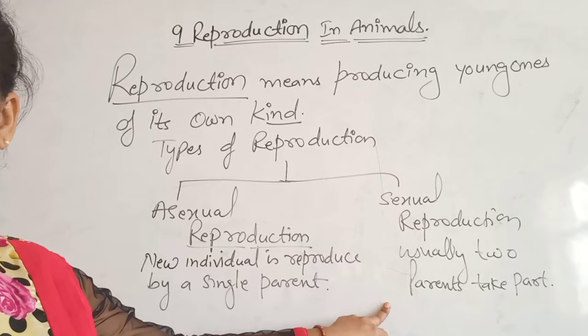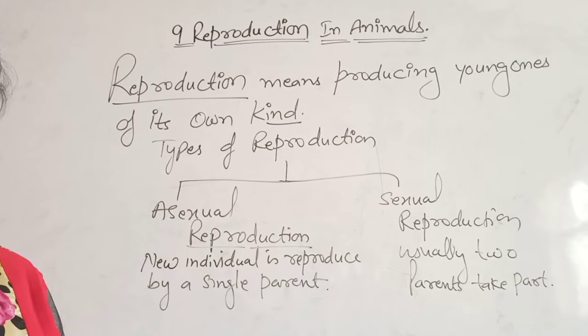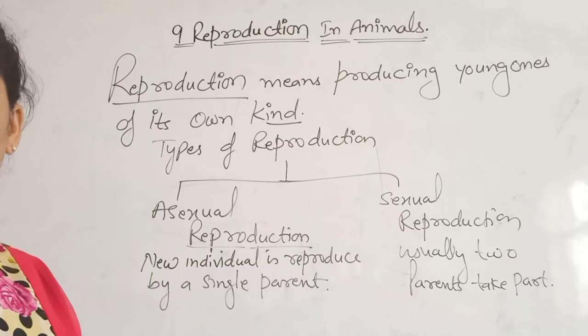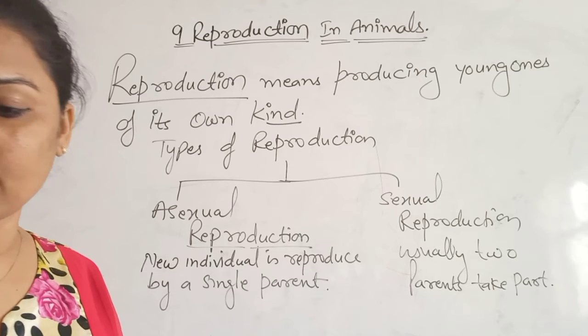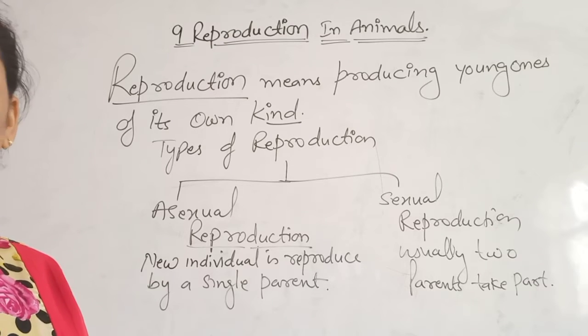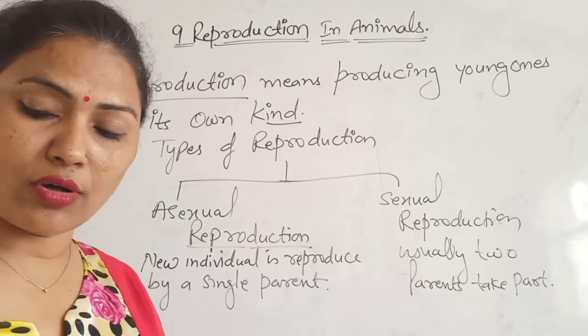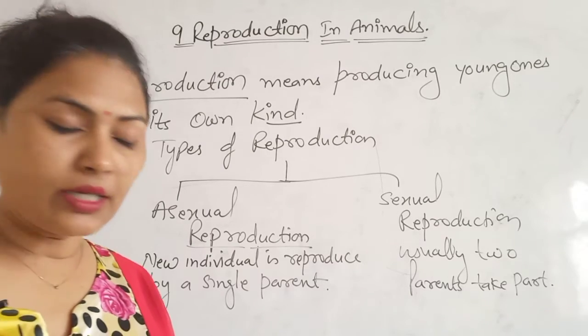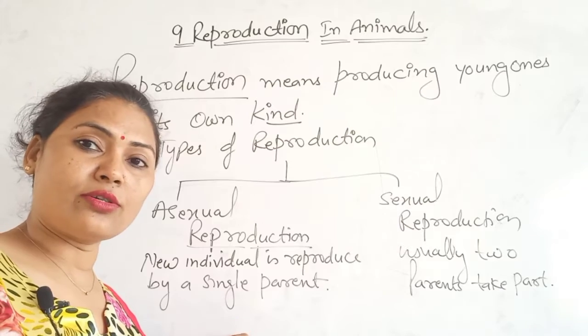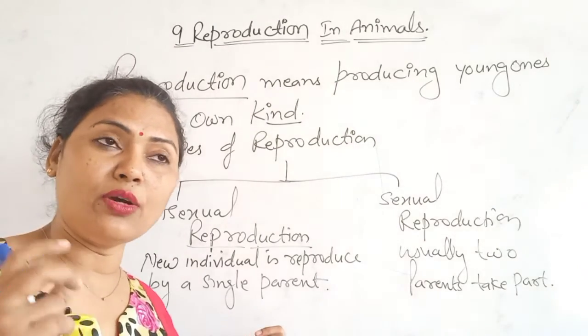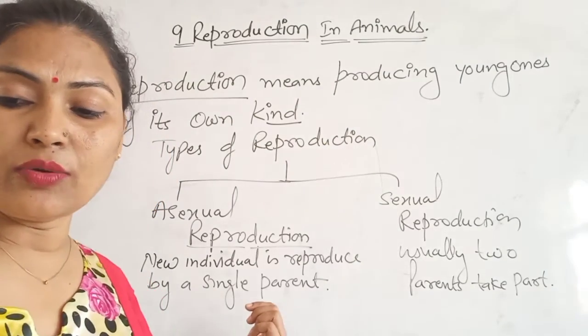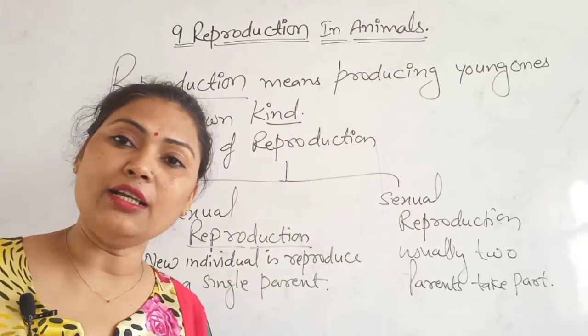Because two separate gametes will be there. Two types of gametes, the sex cells, egg cell or sperm cell, and they will fuse to form a zygote. Got it? And here in asexual reproduction, the new individual is an identical copy of the parent. It means the new individual is identical to the parent.